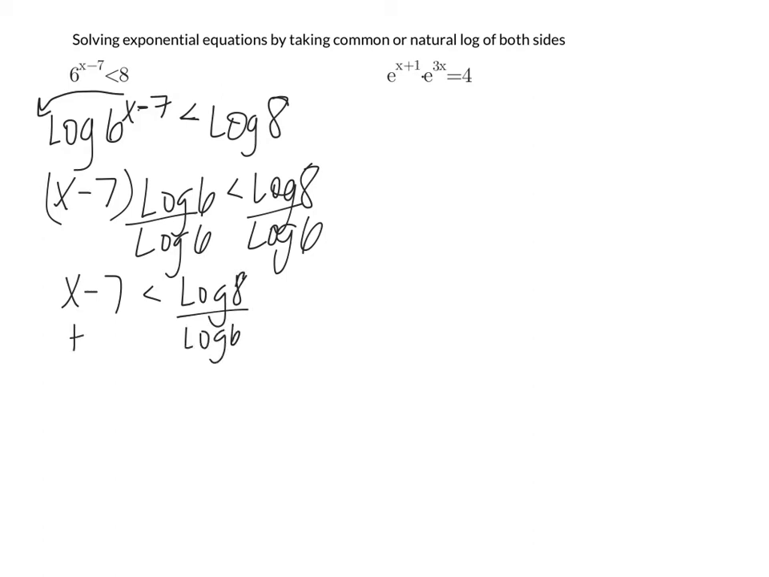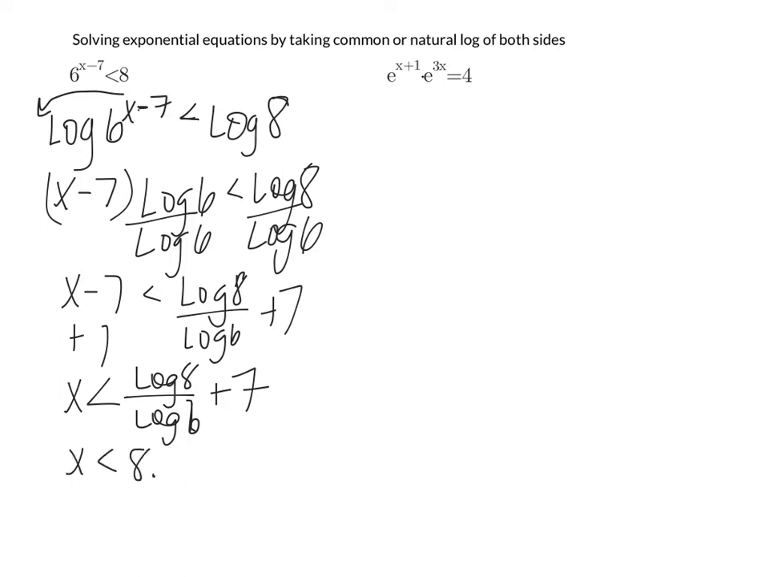And we'll add 7 to both sides. And x is less than the log of 8 divided by the log of 6, plus 7. And we'll put that into our calculator, remembering our parentheses and the order in which we put it in. That's super important when we're evaluating logs. And after I plug that in my calculator, I get x is less than 8.161.